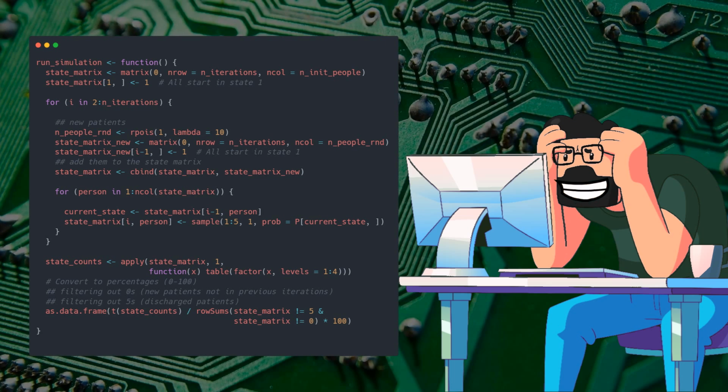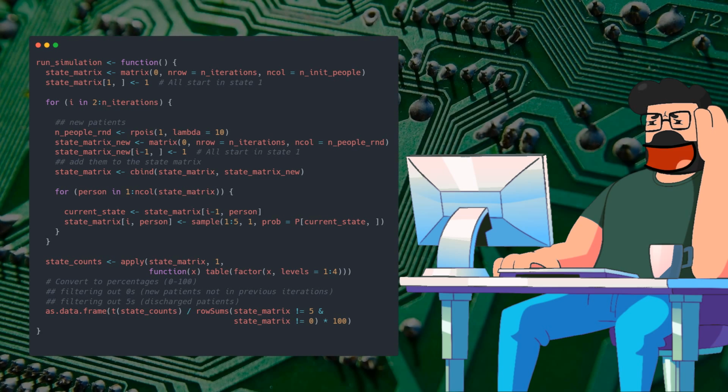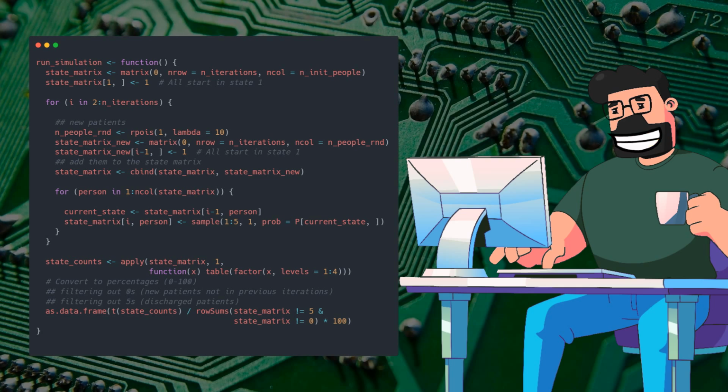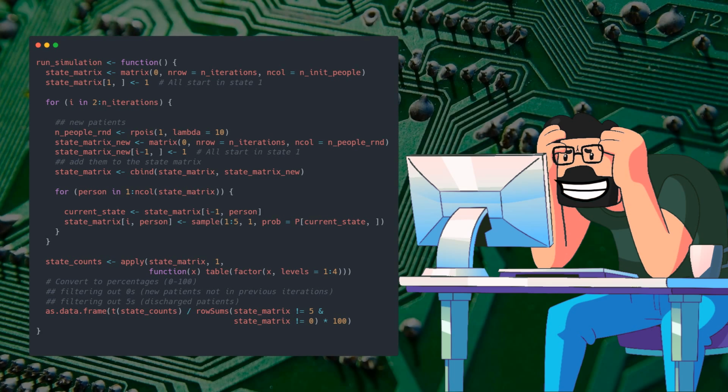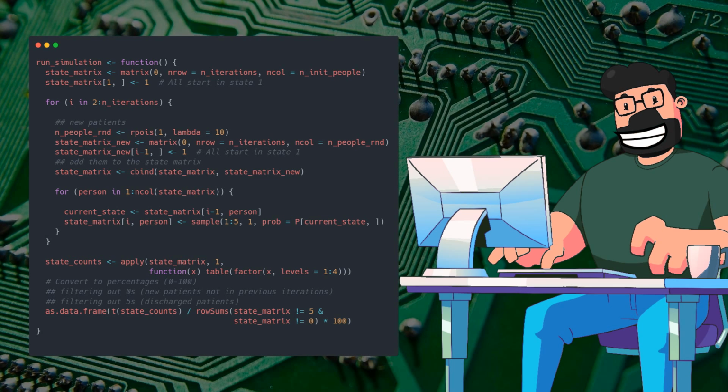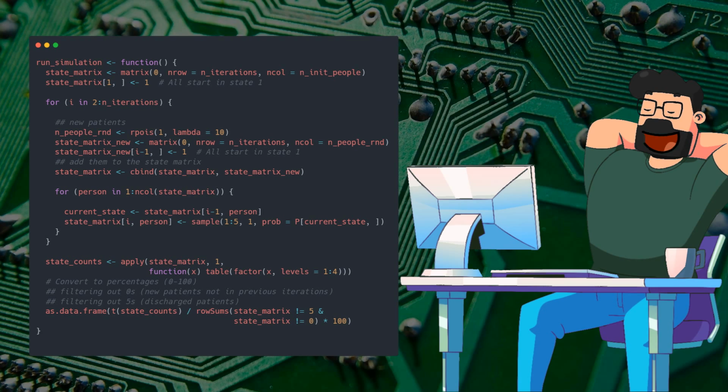Continuing with the solution, the key part was the simulation function. It handled the addition of new patients, the transition between states, and the calculation of percentages for each state. Filtering out the new and discharged patients helped maintain the accuracy of the simulation results.